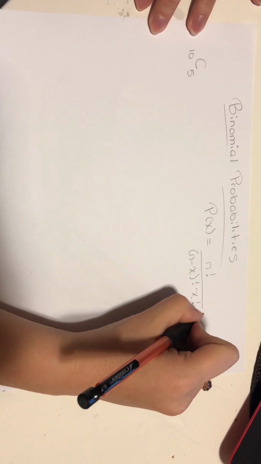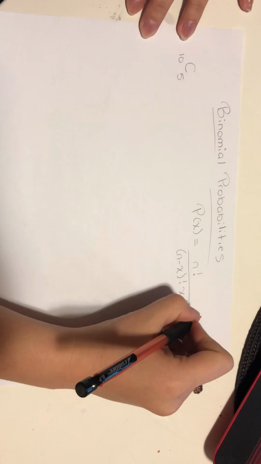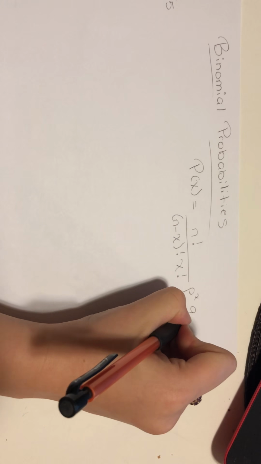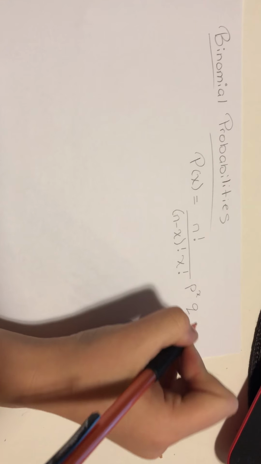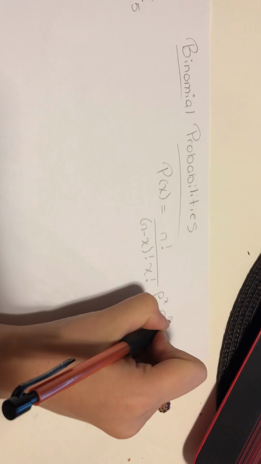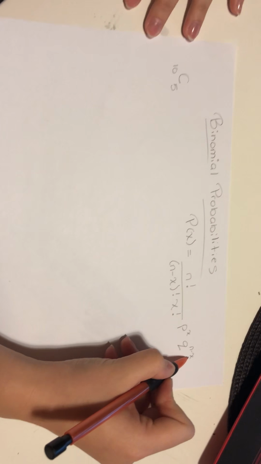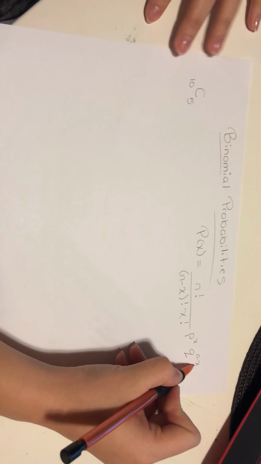Now we have P to the X, where P is the probability of success, and then we have Q, which is the probability of failure. And then we have N minus X up here, where N is the total number of tosses and X is the number of times we land on heads, which in our case would be 5.